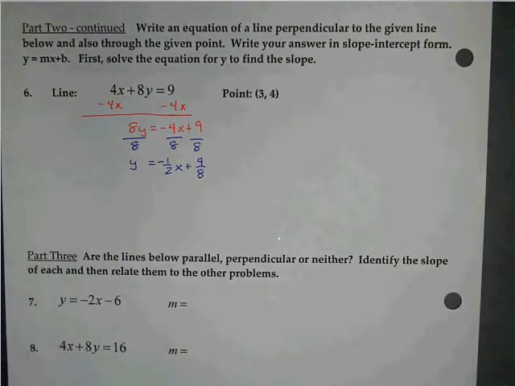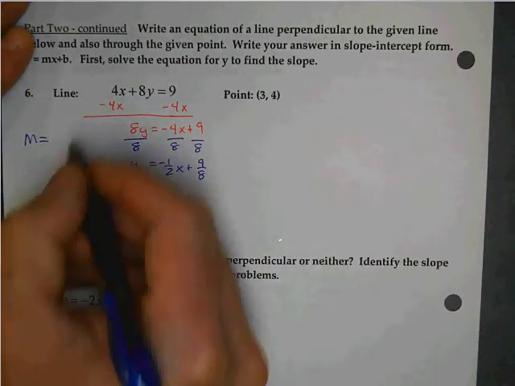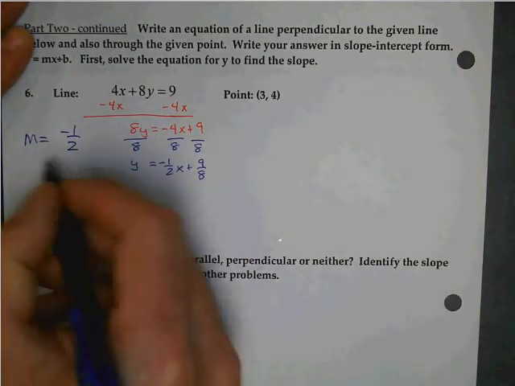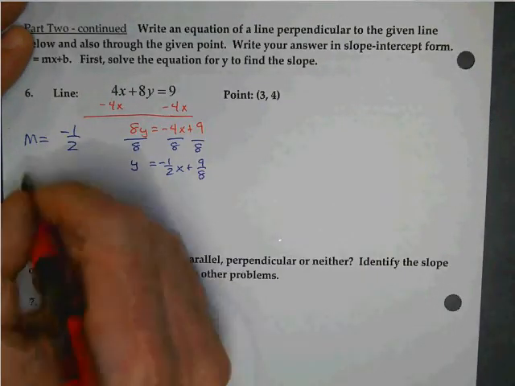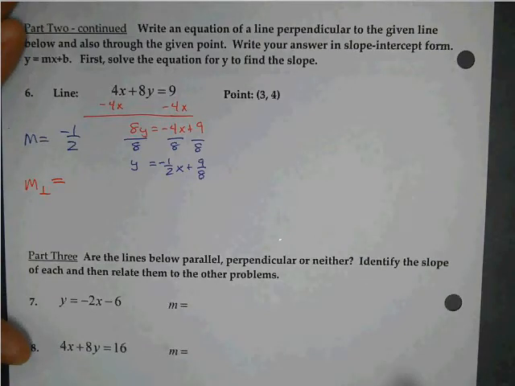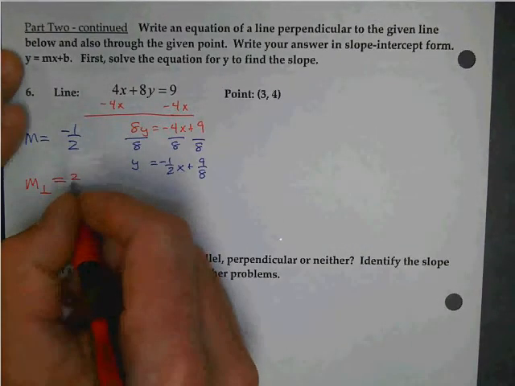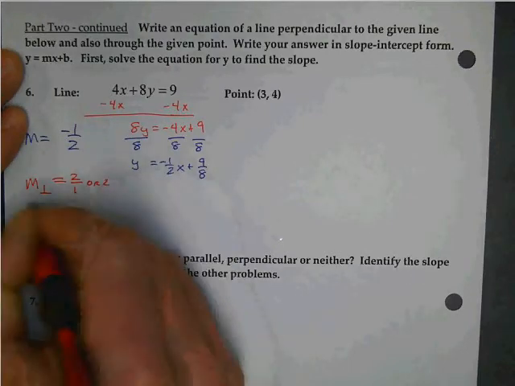What was my purpose in doing that? I'm trying to find the what? Slope. This is the slope of the original line, like we did on the first page. So over here to the left, let's put down m equals negative 1/2. Then below that, let's put m perpendicular. What's the perpendicular slope? 2 over 1, or just 2. So put a box around that.